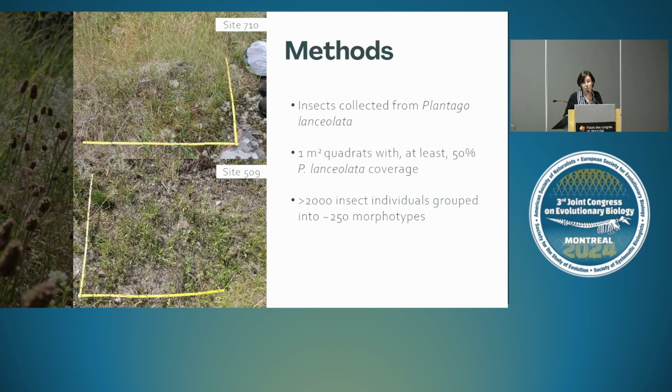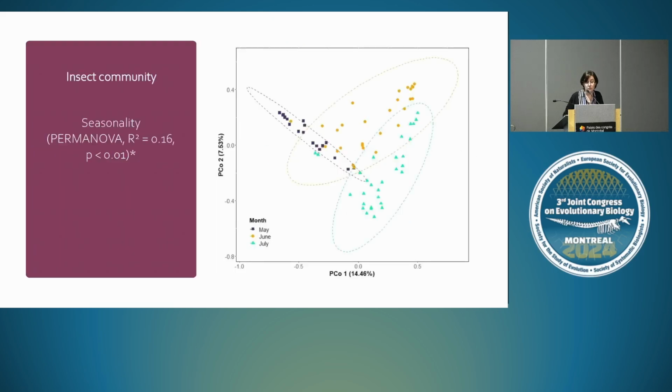In the end, we collected about 2,000 insect samples, and they were grouped into 250 morphotypes. So this is our first result regarding the insect diversity in those communities. Each point here is one patch, colored by month of collection. In purple, we have May. In orange, we have June. And in green, we have July. We see a nice aggregation of those points depending on the month they were collected. This indicates that there is a huge effect of seasonality on that particular insect community.